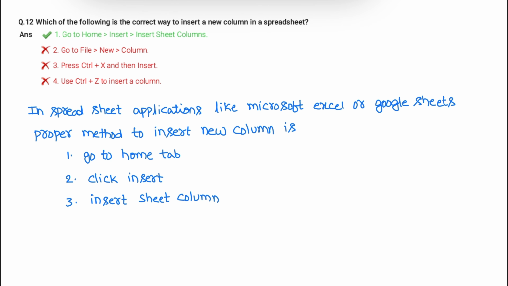Next question. Which of the following is the correct way to insert a new column in a spreadsheet? In spreadsheet applications like Microsoft Excel or Google Sheets, the proper method to insert a new column is to go to the Home tab, click Insert, then Insert Sheet Columns. Option 1 is correct.